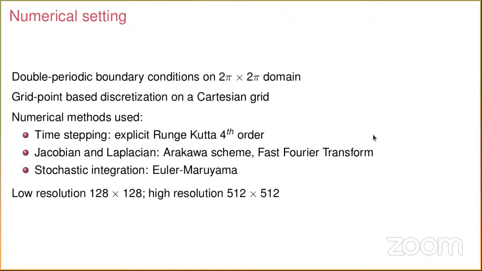Before that, just a few words about the numerical setup. We consider double periodic boundary conditions on a 2 pi times 2 pi square. We use a grid point-based discretization. And whenever I refer to the simulation of the stochastic system or to low-resolution deterministic simulation, I refer to simulations that have been run on a grid with 128 square grid points. And whenever I talk about high resolution or reference solution, I refer to a simulation of the deterministic system run on a grid with 512 square grid points.